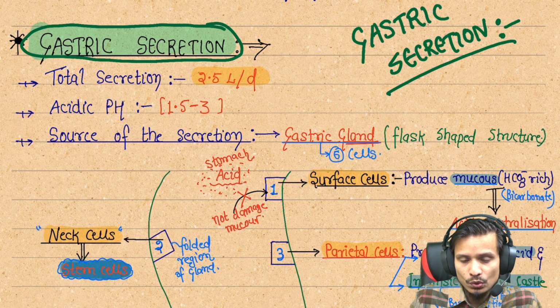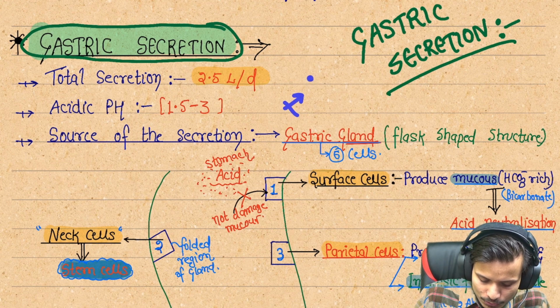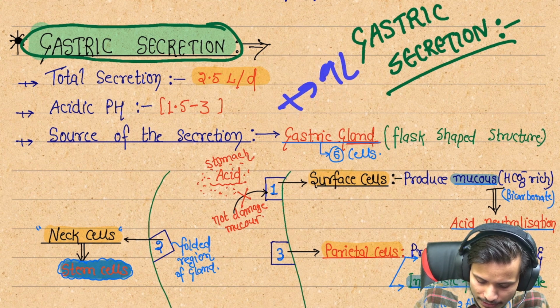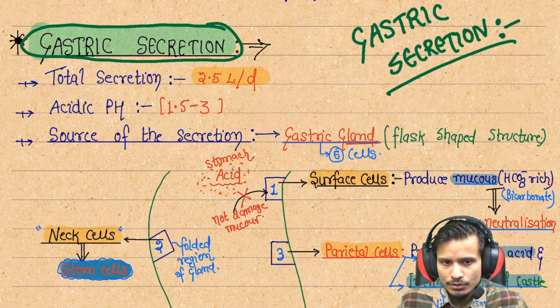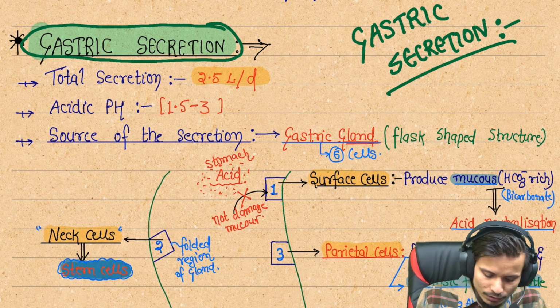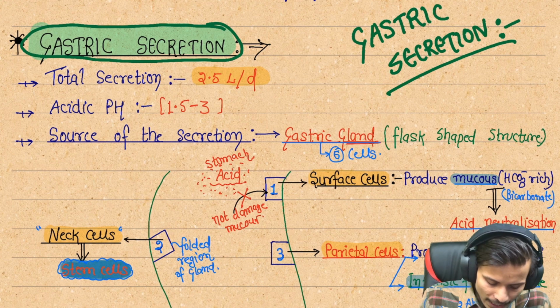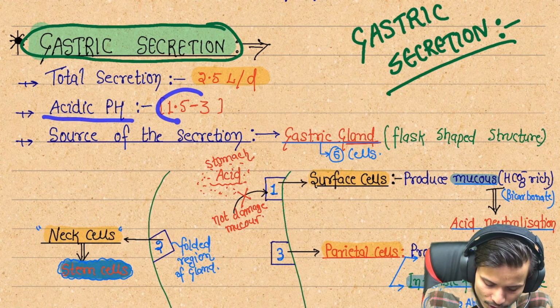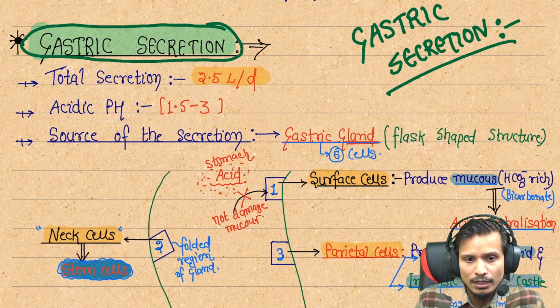And what is the total amount of the gastric secretion? I already discussed in the previous topic that the total amount is 9 liters of fluid produced per day by the GIT, and out of that 2.5 liters is secreted by the gastric glands, meaning the stomach. And the pH is basically 1.5 to 3. Normally the pH is acidic in nature.